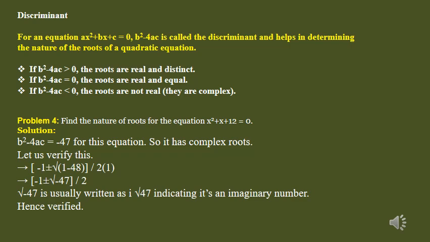Find the nature of roots for the equation x square plus x plus 12 equal to 0. Here we have to calculate its discriminant. After putting the values, we get minus 47, and if the discriminant is less than 0, it means that it has no real roots.